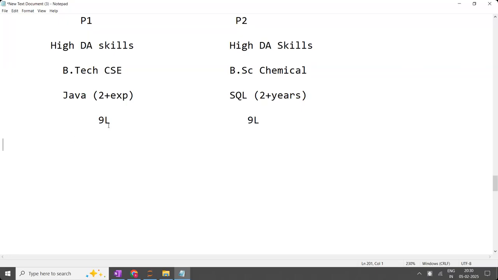Now this person who has the data analysis skills and at the same time Java skills, and he is expecting 9 lakhs now. SQL also is there. 9 lakhs. Now you tell me, in this scenario whom are you going to select? Person 1 or person 2? Person 1. Hey, earlier it was person 2, now suddenly person 1. Why? Because I have explained the scenario.